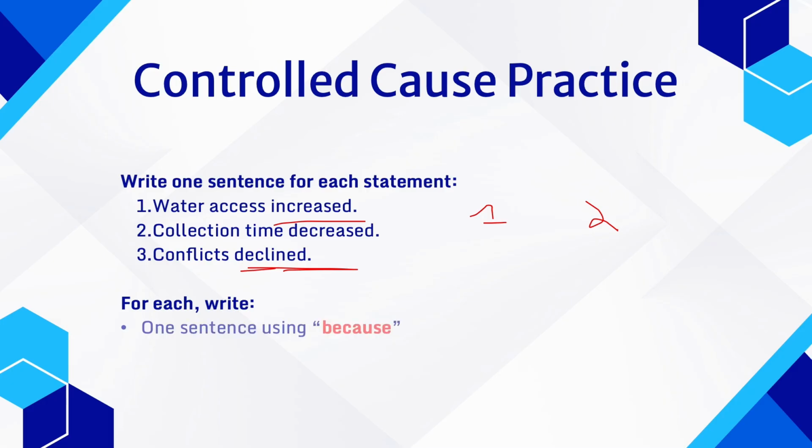So for each of these, write one sentence using because, one sentence using so, and then for the third sentence you can choose because or so. But you need to use because at least once and so at least once. And remember, when you use so, the result is after. When you use because, the result is before, and the cause is after.